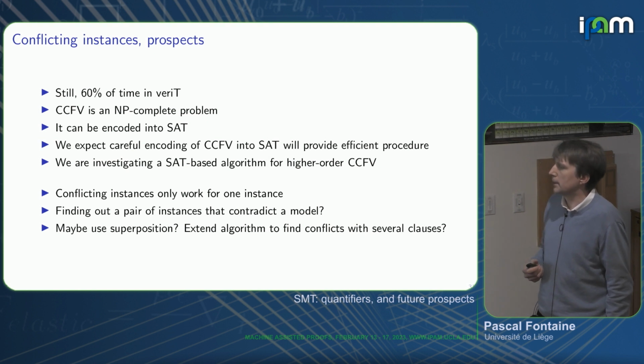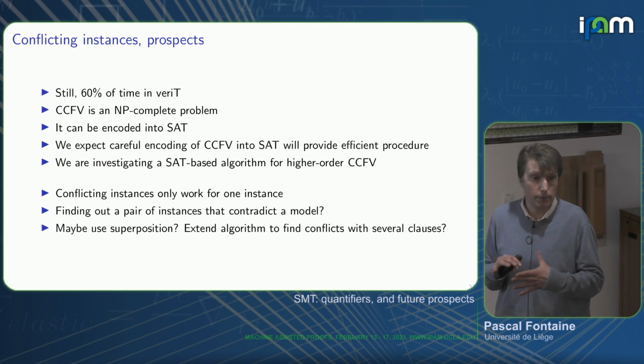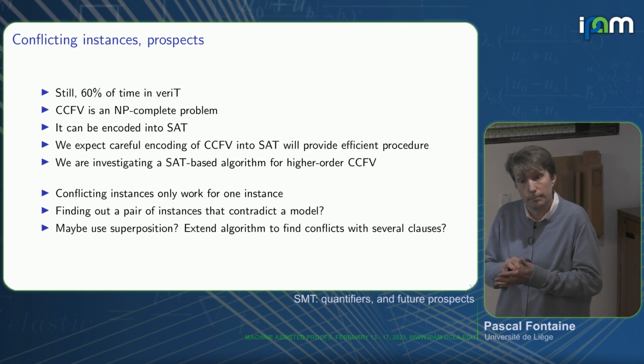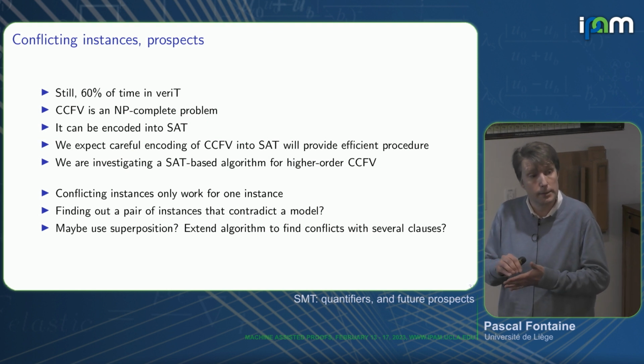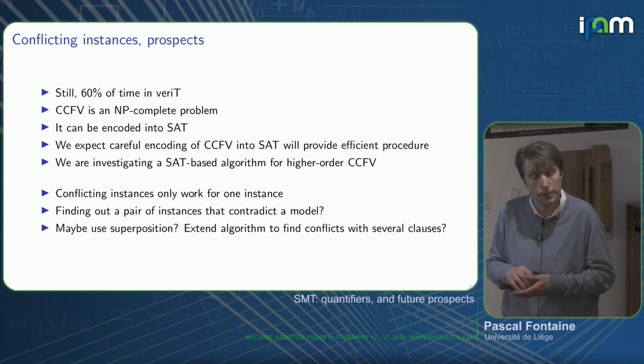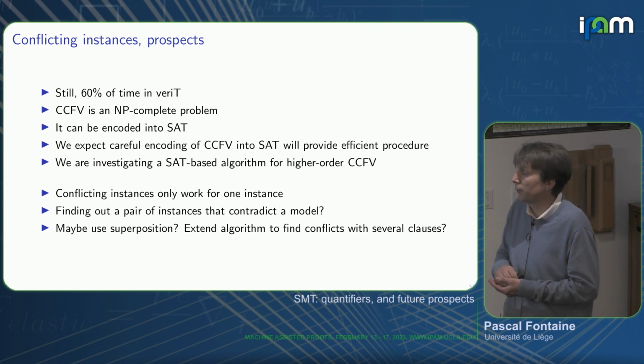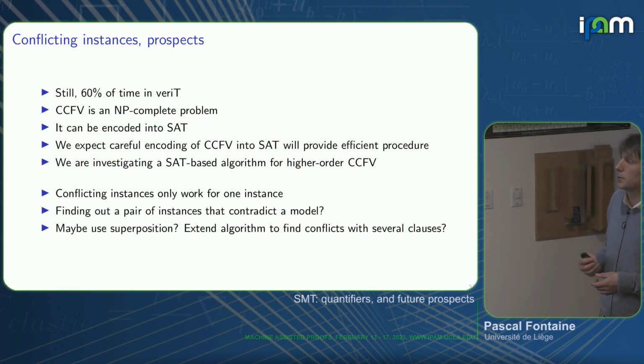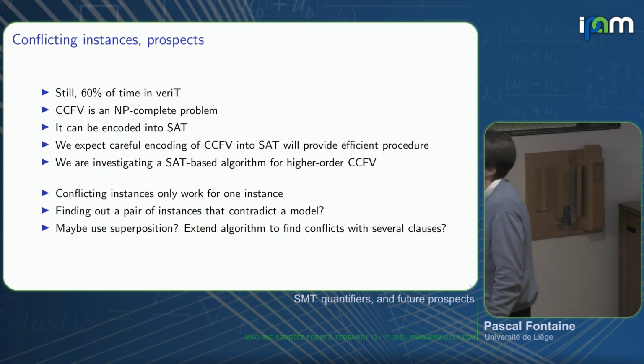Another prospect is that conflicting instances work really, really well, but only for one instance and one substitution. So could we find a way to extend that to several instances to contradict just one model? We also plan to use superposition inside the prover to extend the algorithm to find conflicts with several clauses.